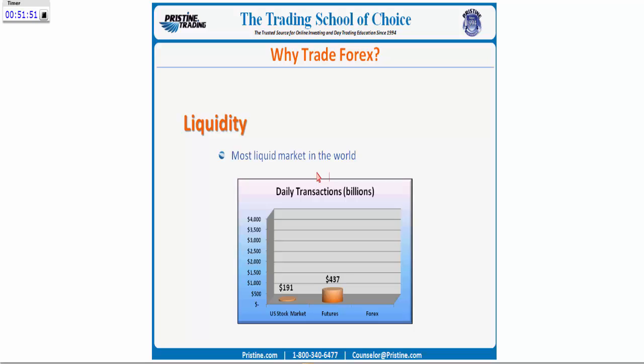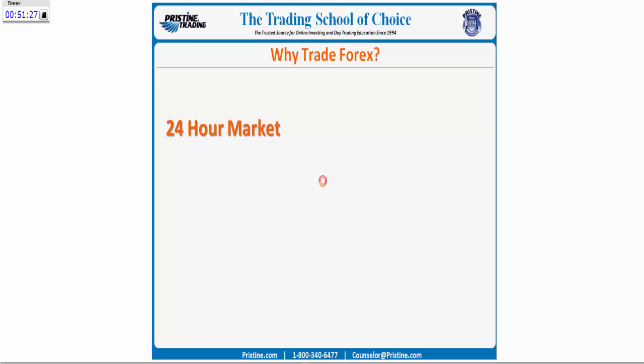Now, these are tremendous numbers. These are tremendous amounts of money. But when you compare it to Forex, Forex does $4 trillion in daily transactions. So again, in terms of liquidity, there is nothing that compares to Forex. Why is that important? Well, because you can get in and out at any time, and it's a 24-hour market.